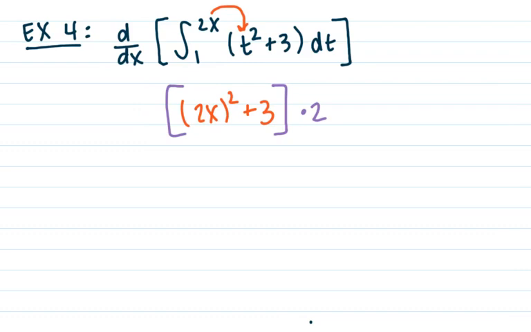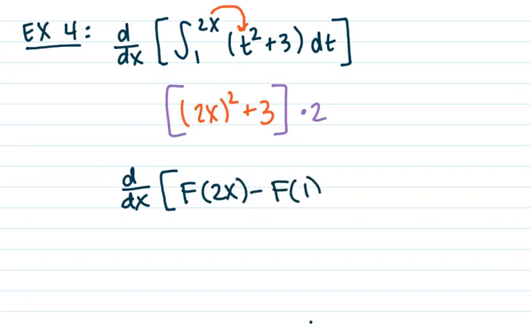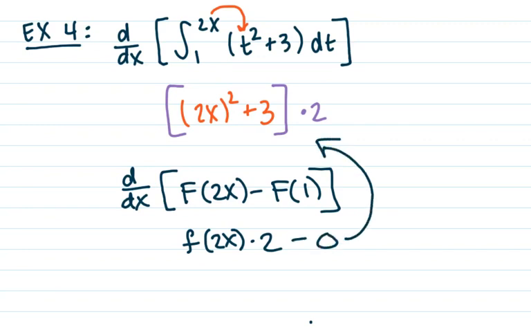So again, the reason we're able to do this, I'm just going to remind you, we're really finding the derivative of the antiderivative at 2x minus the antiderivative at 1. And when we do that, we get the derivative of the antiderivative at 2x times the derivative of the inside, minus 0. And that's just going to give us what we wrote right here. So let's clean this up real quick. 2x squared is really going to be 4x squared, and then we multiply that by a 2. So we should get 8x squared plus 6.